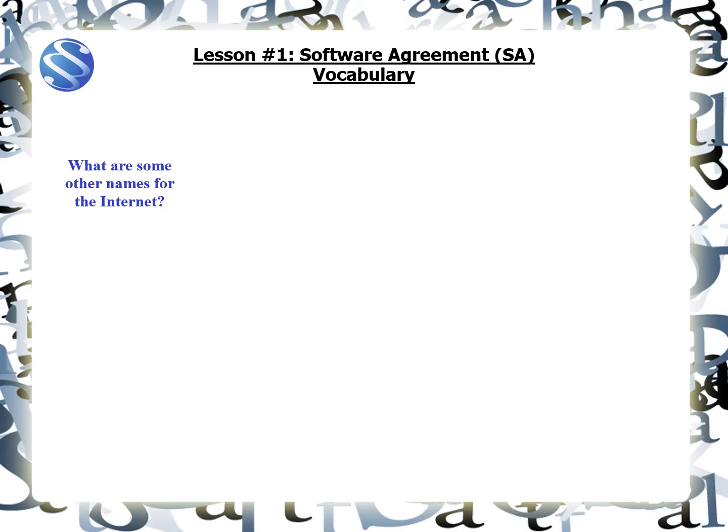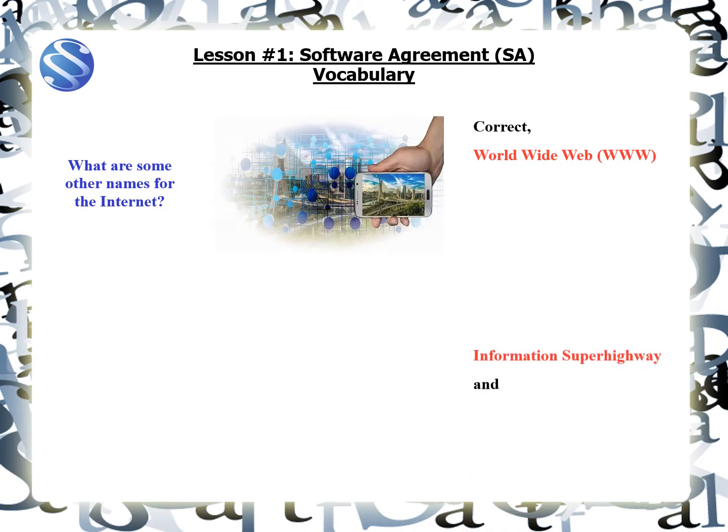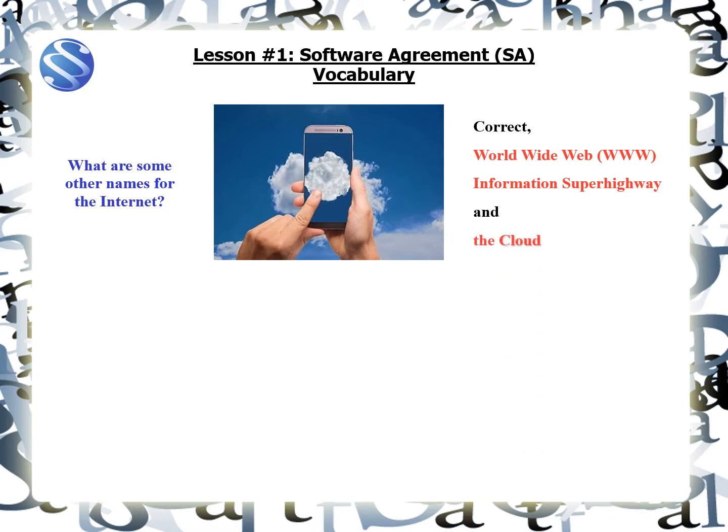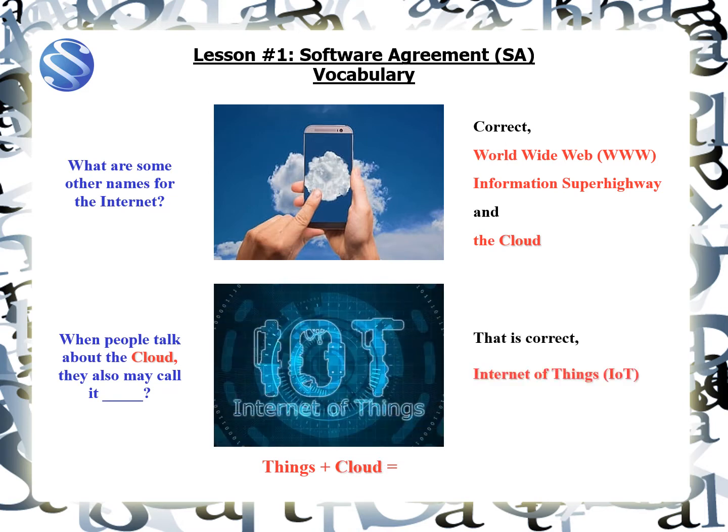What are some other names for the internet? Correct. World Wide Web, also known as www. Information superhighway, and the cloud. When people talk about the cloud, they also may call it things plus cloud equal, that is correct, Internet of Things, also known as IoT.